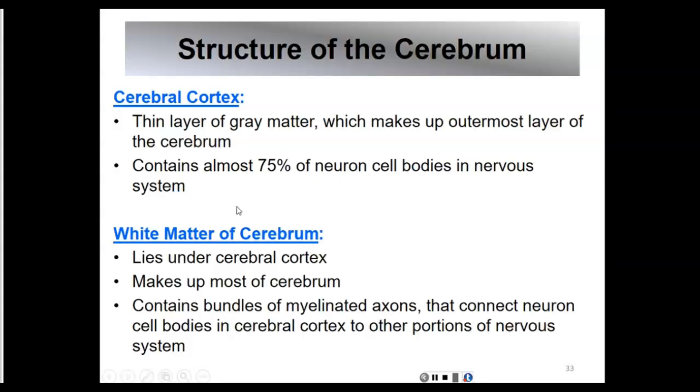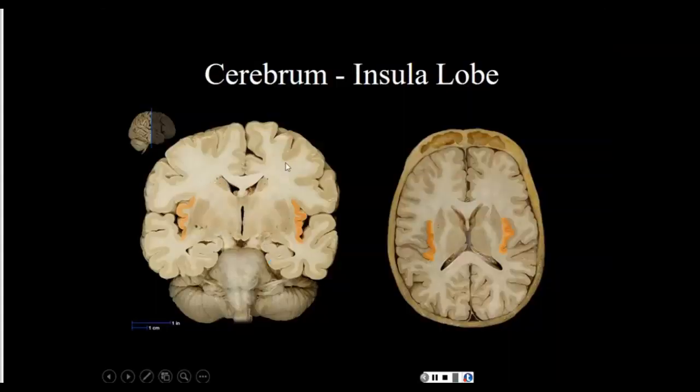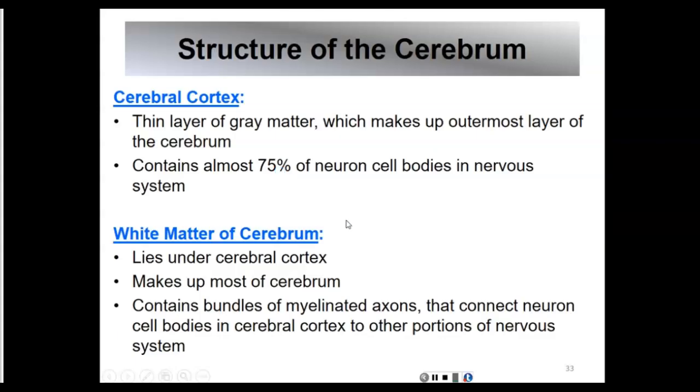That's cerebral cortex. The white matter of the cerebrum is under that cerebral cortex, so all this white underneath. It makes up most of your cerebrum, and it contains bundles of myelinated axons that connect neural cell bodies in the cerebral cortex to other portions of the nervous system.